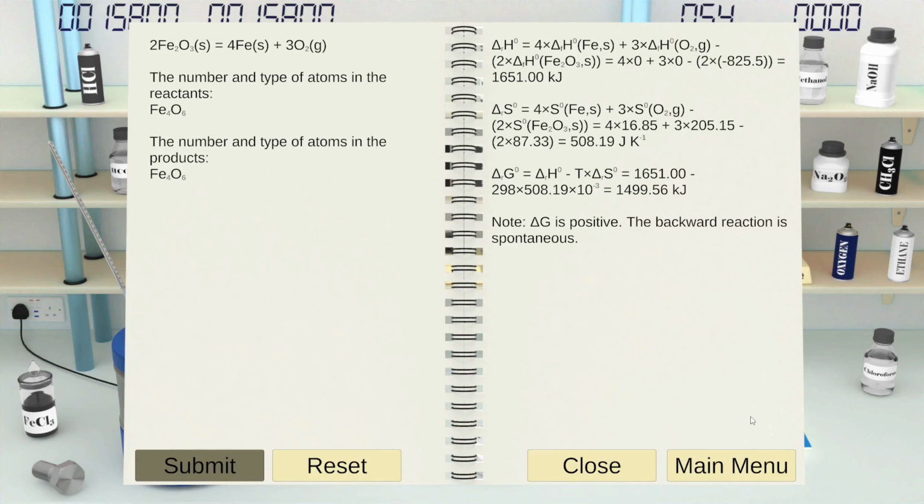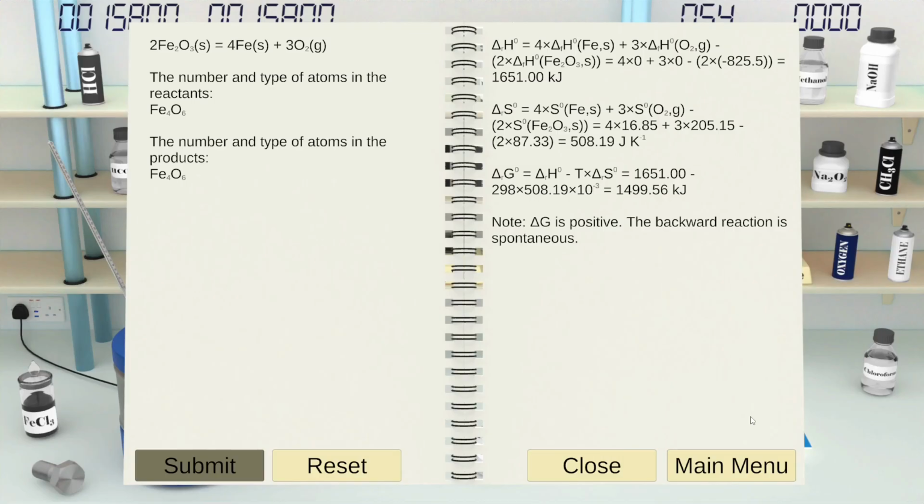Positive delta S value means that the chemical system composed of iron and oxygen atoms is less random when these atoms are combined into iron(III) oxide, the reactant. And it is more random when they exist in the form of iron metal and O2, the products.